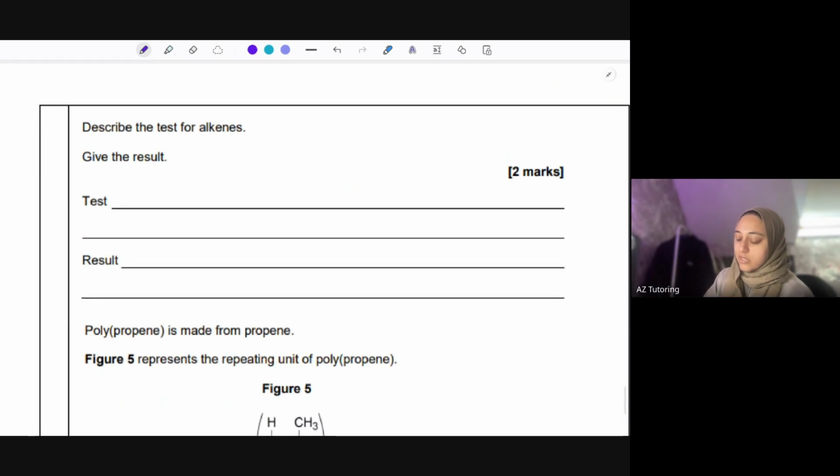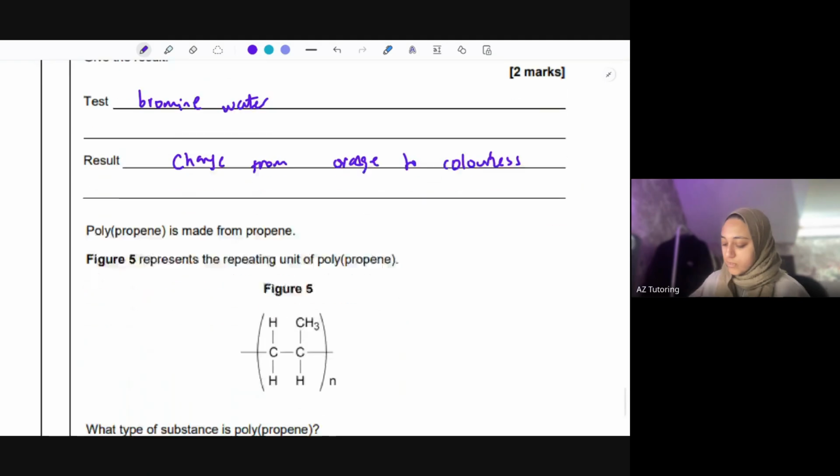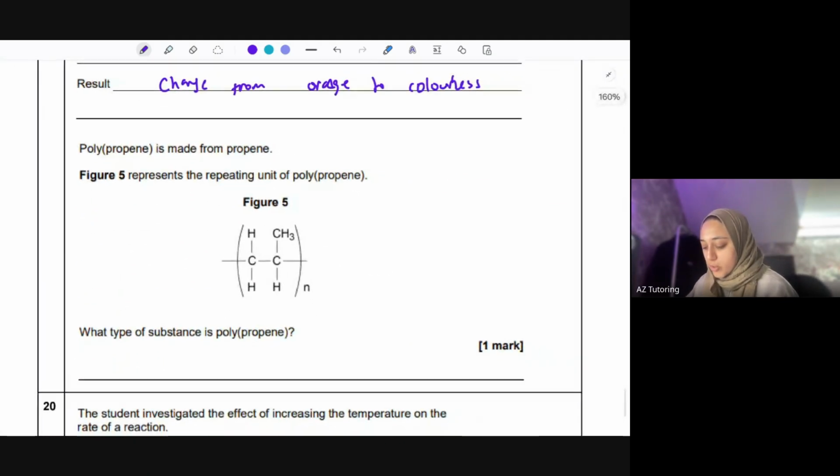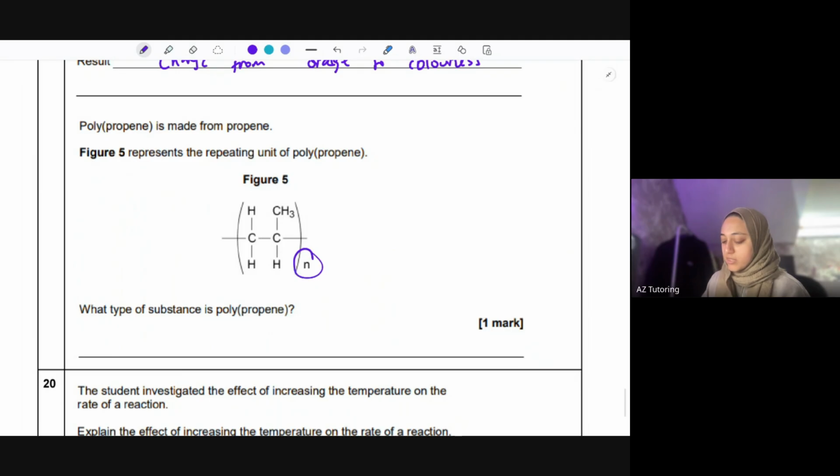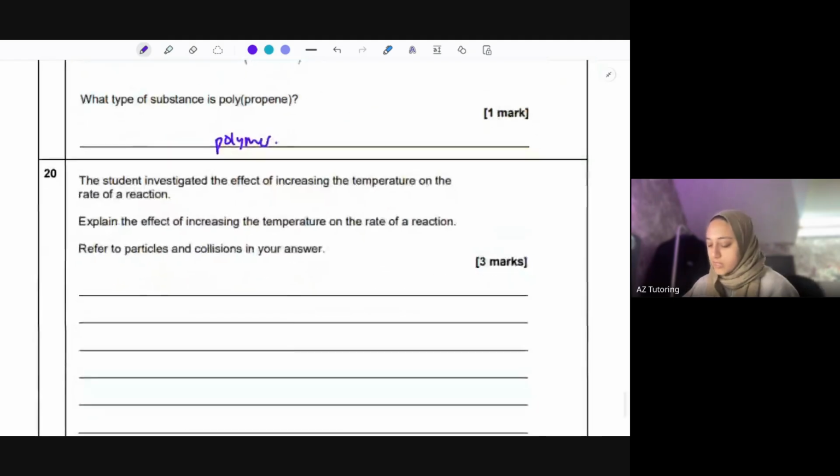Test for alkenes. It's the bromine water test. So add bromine water, and the bromine water should change from orange to colorless if there is an alkene present. Polypropene is made from propene, and poly just means repeating. What type of substance is polypropene? It's a polymer. Polymer is the scientific word for plastic, so don't say plastic.